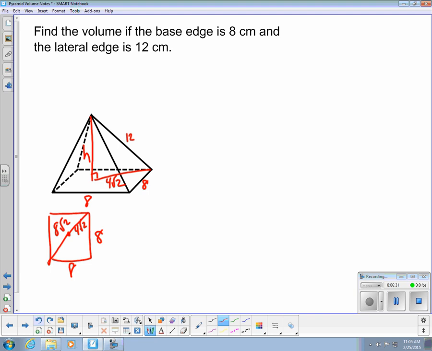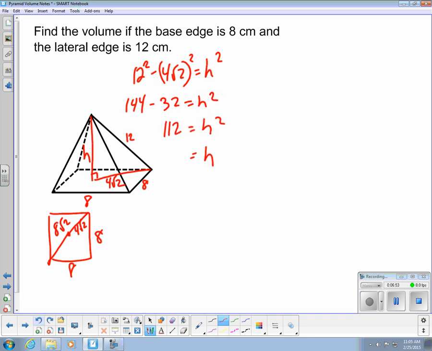So I want to do the Pythagorean theorem. 12 squared minus 4 square root of 2 squared equals h squared. Now remember that 4 square root of 2 squared is where some of you messed up on the last test. So let's make sure we simplify that correctly. That's 144 minus 16 times 2, which is 32, equals h squared. That's 112 equals h squared. H is equal to 4 square root of 7 when we simplify that.